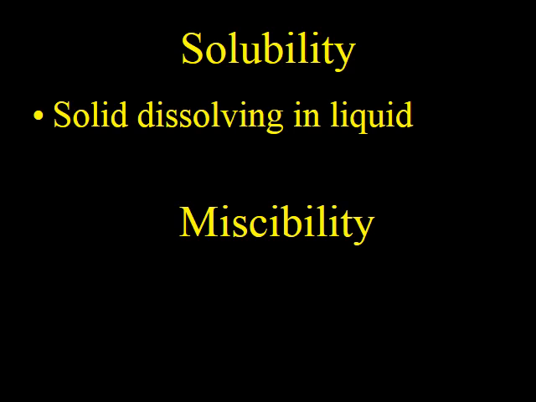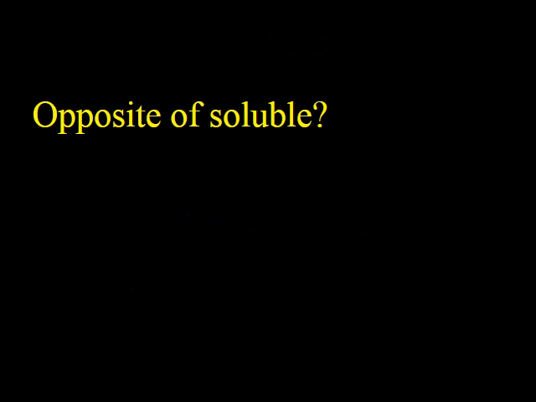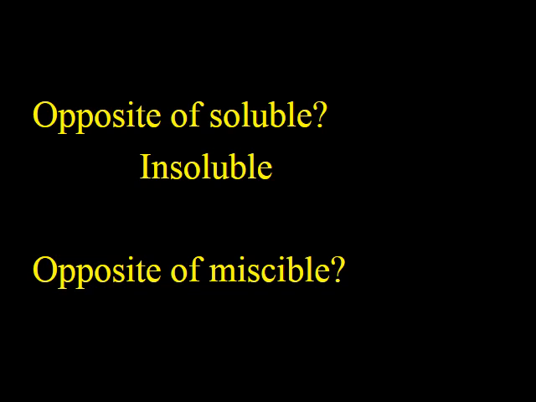So for example, salt dissolving in water. Miscibility means two liquids mixing together. So an example of miscibility, if you mixed water and milk, you can get those two things to mix together. If we look at the opposite of soluble, what's the word that means opposite of soluble? Insoluble. And opposite of miscible? Immiscible. Two M's in a row there. Okay, so immiscible. You should be able to easily think of two liquids that are immiscible, two liquids that will not mix together. We just mentioned them a minute ago.